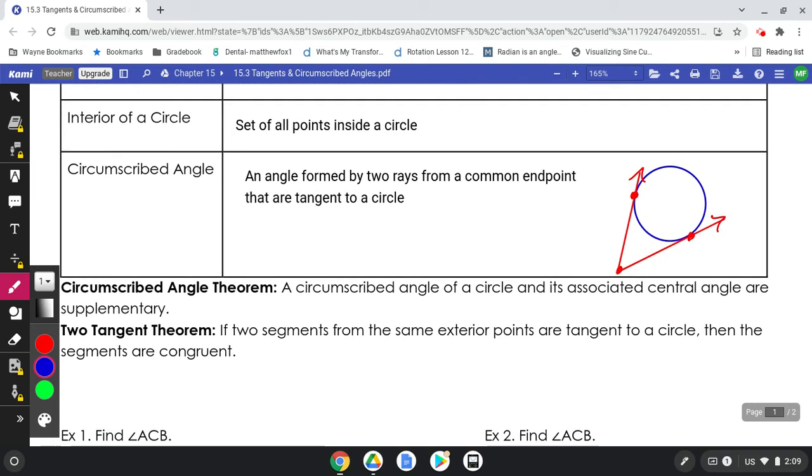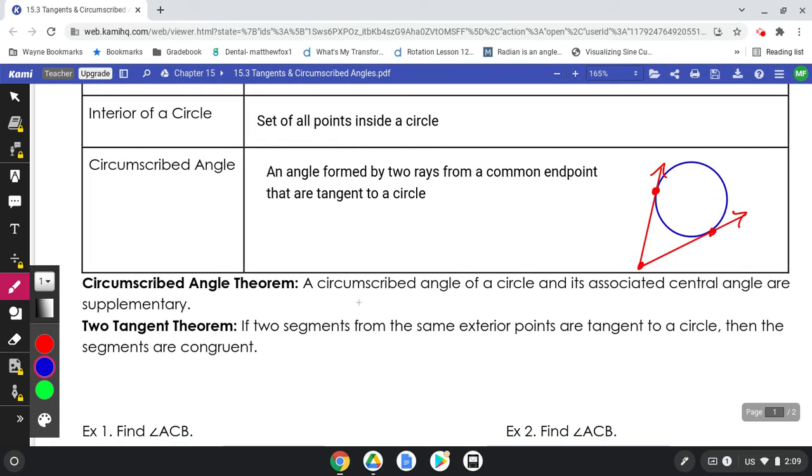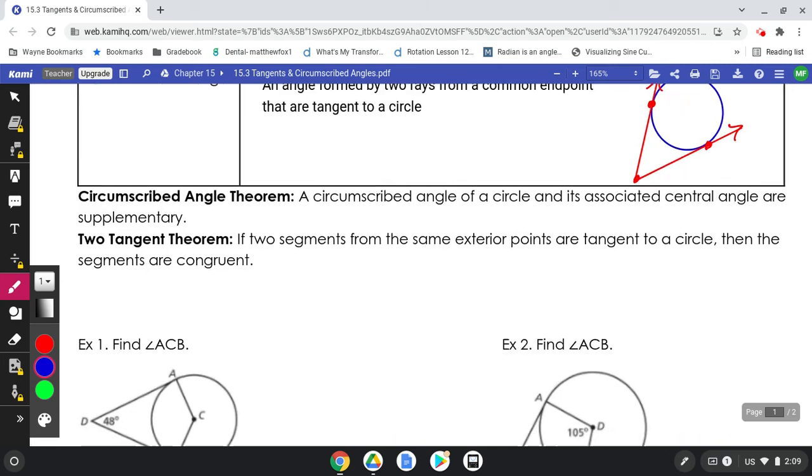Now we have two theorems. The first one, circumscribed angle theorem. This says a circumscribed angle, which is right here, and its associated central angle are going to be supplementary. Supplementary, we know, means add up to 180.